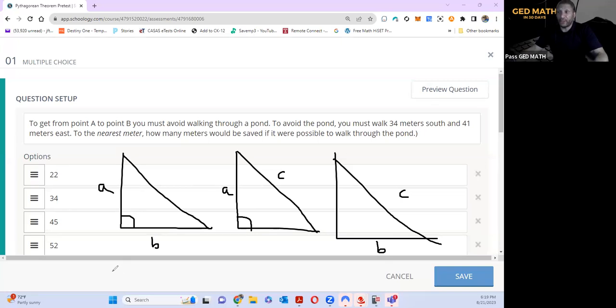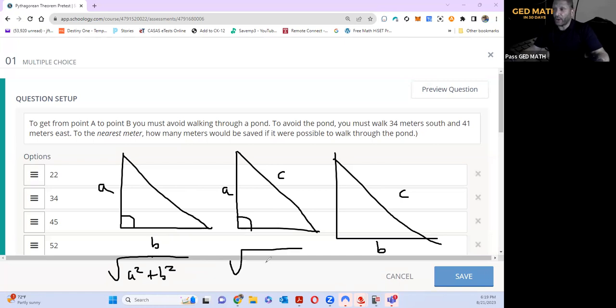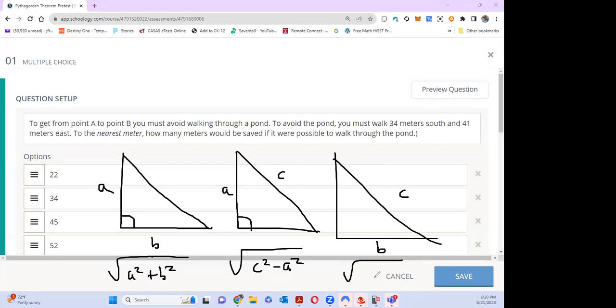Using the calculator, if you're missing C, you're going to do the square root of A squared plus B squared. If you're missing B, you're going to do the square root of C squared minus A squared. If you're missing A, you're going to do the square root of C squared minus B squared.